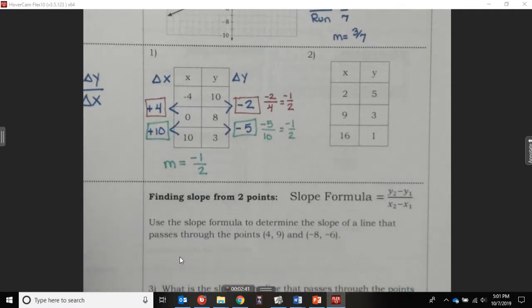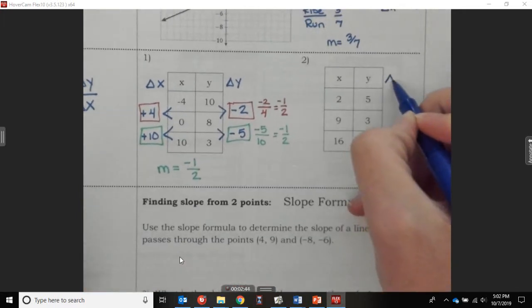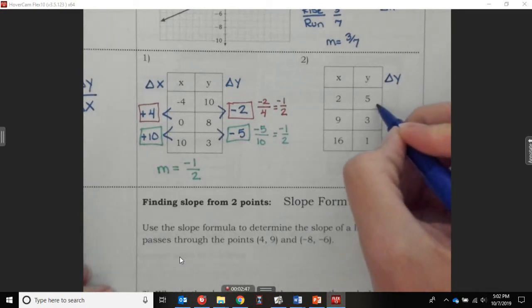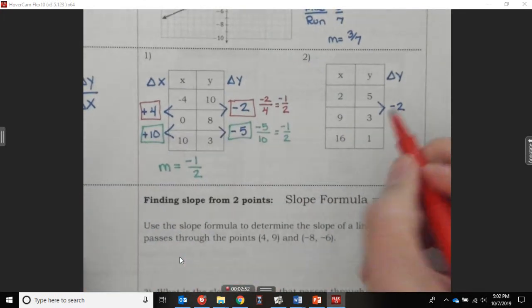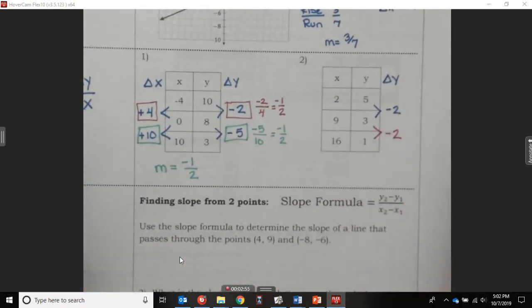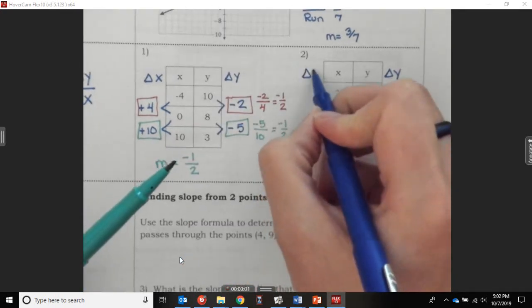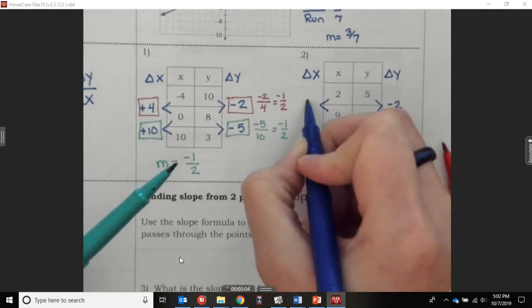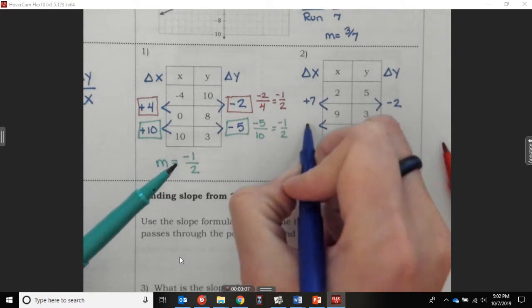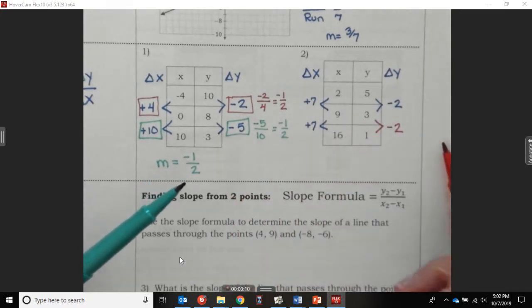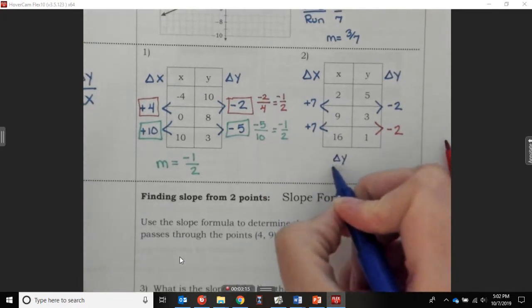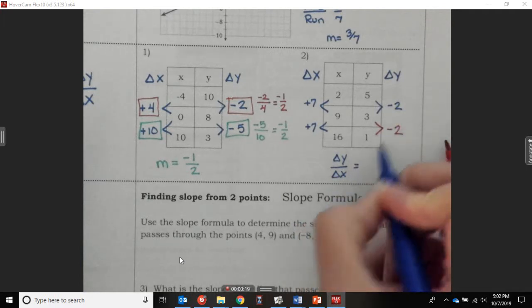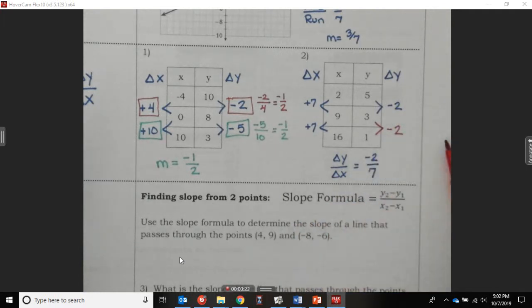All right, let's do the same thing over here. I'm going to find my change in y, which means I go from here to here. 5 to 3 is -2. And then 3 to 1 is -2. And then I'm going to come on the other side and find my change in x. So from 2 to 9, I'm adding 7. From 9 to 16, I'm adding 7. And when everything's the same, then you're pretty much guaranteed that your slope is going to be the same. So my slope is change in y divided by change in x, which is -2 over 7.